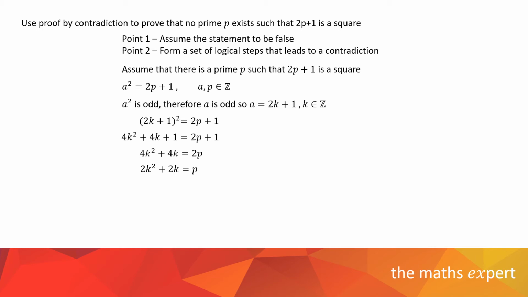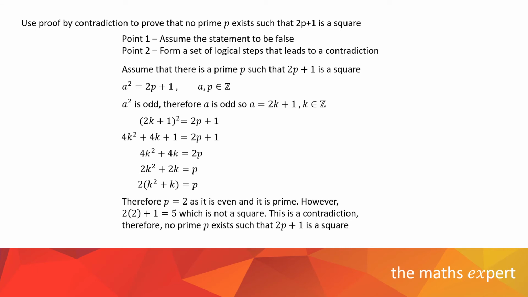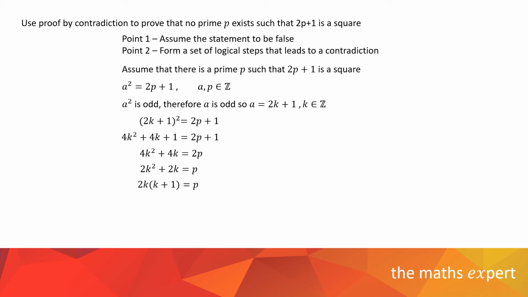There are now two ways to analyse p. Firstly, we can now see that p is an even number, and hence must be 2. However, this is a contradiction, as 2 times 2 plus 1 is not a square number. Another way of analysing p is by factorising the left-hand side and forming our contradiction in this way, as p is prime, but clearly has at least 3 factors of 2, k, and k plus 1. Even if k were to equal 1, then it would still have 2 factors of 2 and 4.